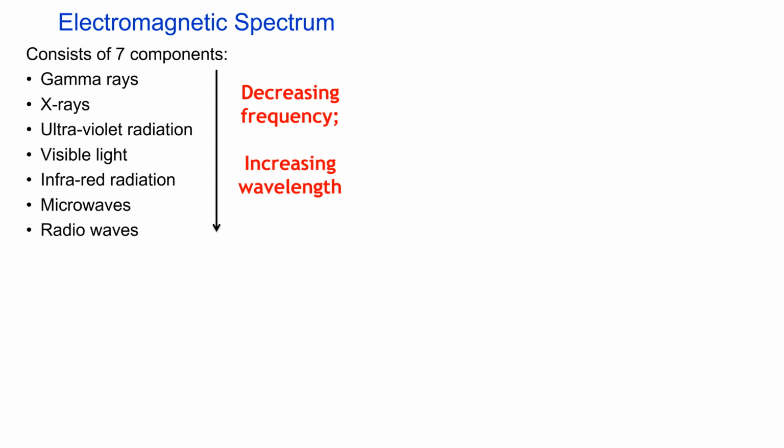The trend in wavelength is opposite to that of frequency. From gamma to radio waves, the wavelength is increasing, meaning gamma rays have high frequency but short wavelength. Radio waves have low frequency but long wavelength.